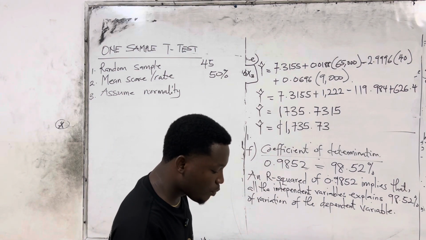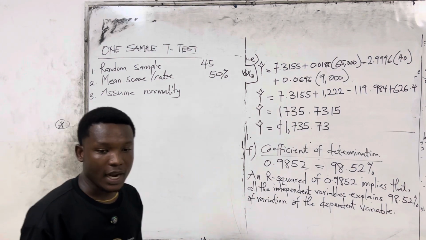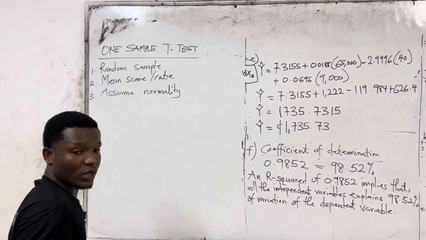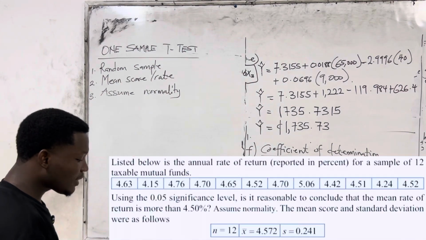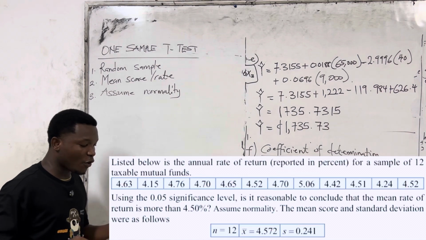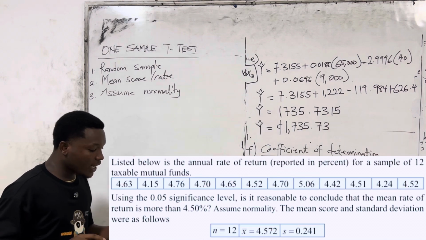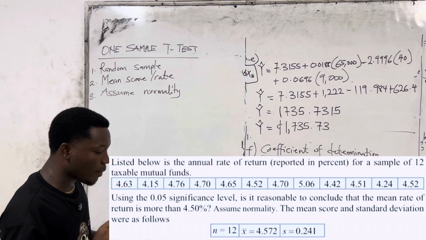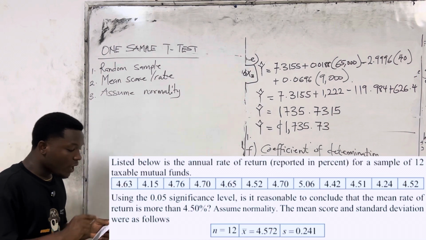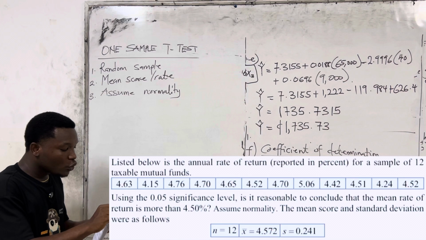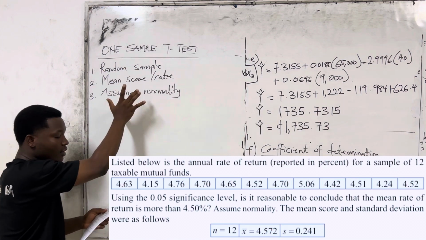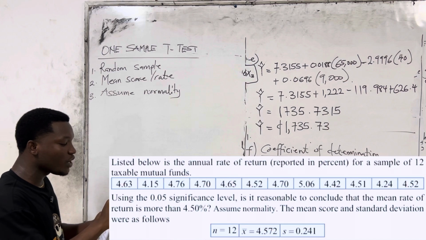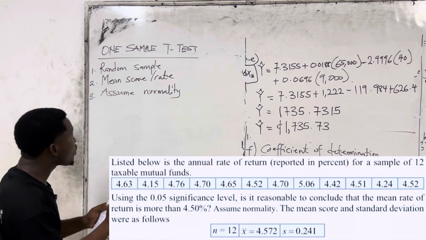So I have a simple question here that I want us to solve, and I will teach you certain techniques about it. Listed below is the annual rate of returns, reported in percentage, for a sample of 12 taxable mutual funds. So the first thing, you can even identify one of these: the annual rate of returns.